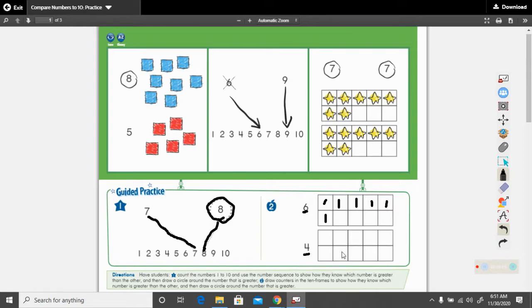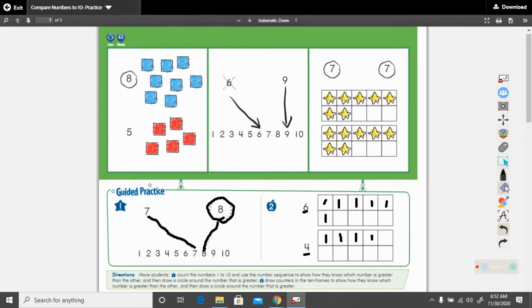What number is this? It is 4. We are going to draw 4 counters. Ready? 1, 2, 3, 4. So we have 6 and we have 4. Which number is greater than the other one?